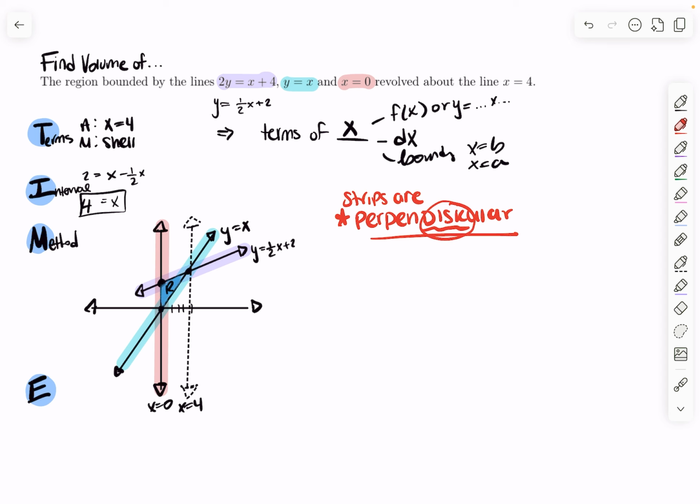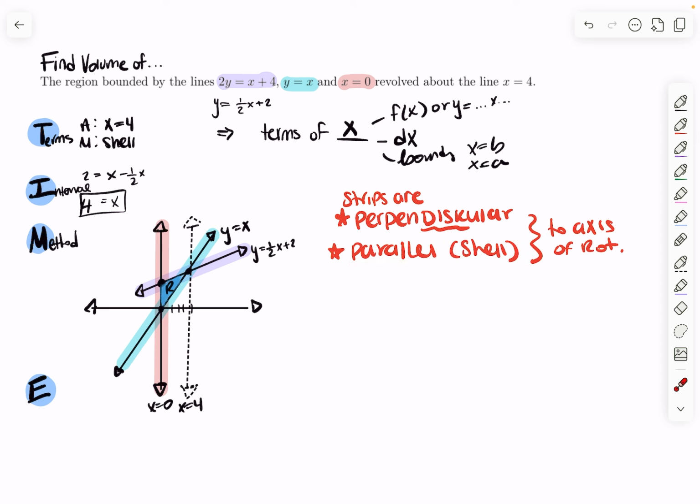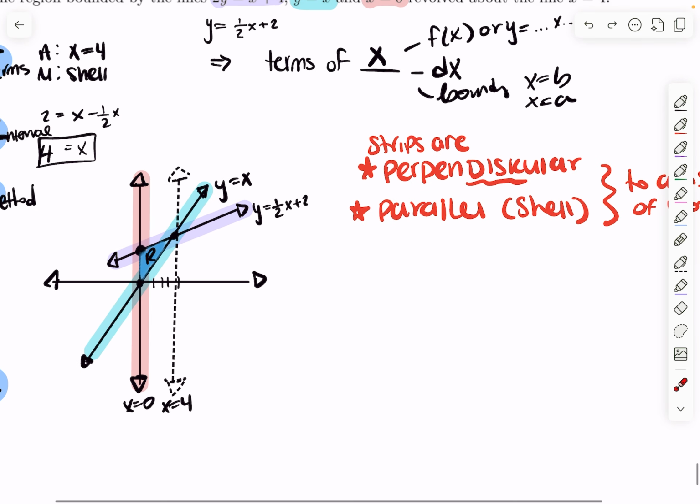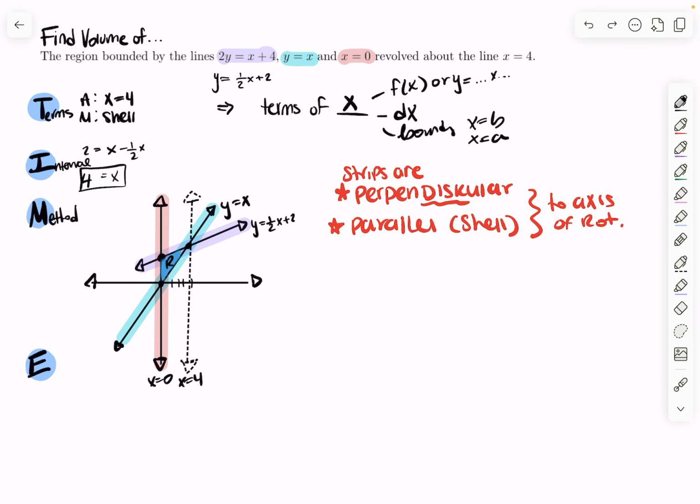So if you're using disk or washer, then the strips are perpendicular to the axis of rotation, but otherwise they are parallel. So that's if you're using shell. So they should be parallel to the axis of rotation. The axis of rotation is a line we're always revolving around, so that's x is equal to 4, so they should be parallel, so they should be like this. Now let's zoom in. If you keep drawing parallel lines, if the entire time the top curve is always the same, and the bottom curve, the curve that they're touching, is always the same, then you will not have to do a split integral. So you're fine. We don't have to do a split integral, so my decision is to stick with shell.